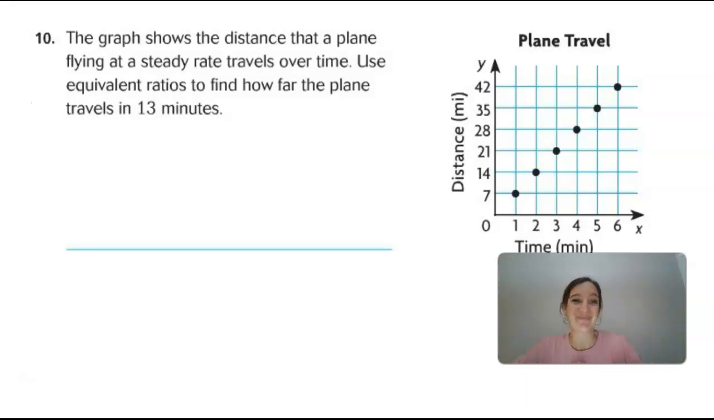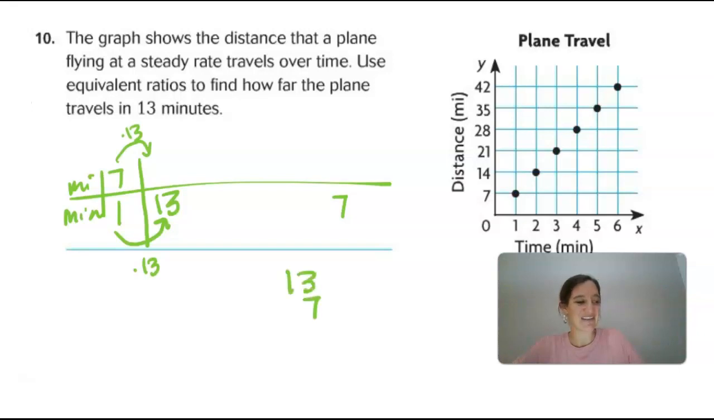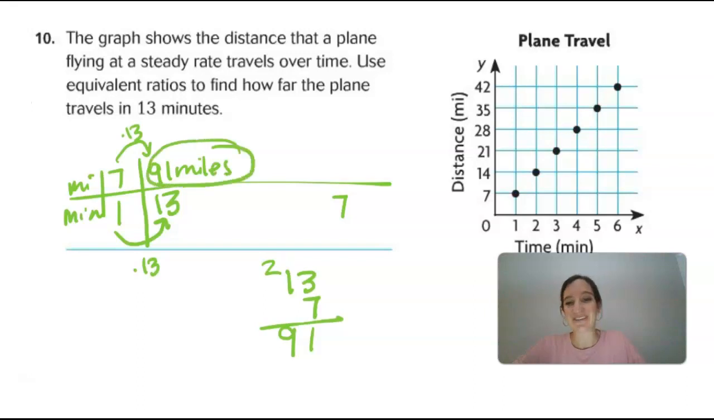what will it be? Well, if I do my table, I've got time, I've got minutes per mile, and it looks like after 1 minute it's 7. So guess what I could even do? I'm just going to go straight to 13 minutes. I can see that I need to times by 13, times by 13. 7 times 13 is 91 miles in 13 minutes.